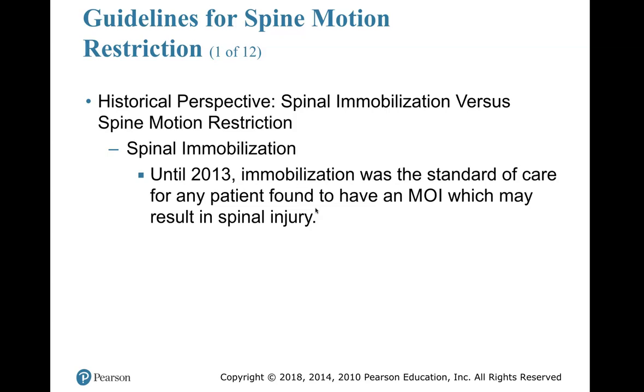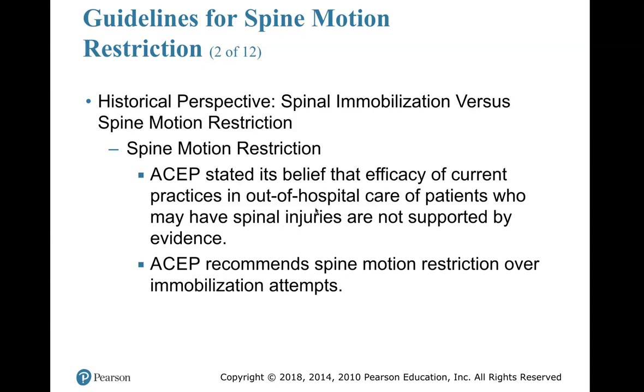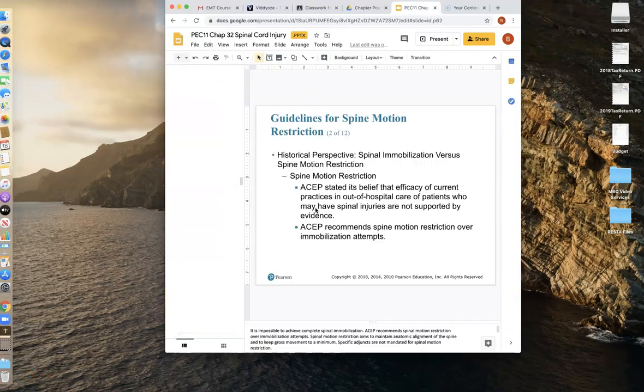Guidelines for spine motion restriction. The historical perspective: spinal immobilization versus spine motion restriction. Until 2013, immobilization was the standard of care for any patient found to have an MOI which may result in spinal injury. ACEP stated its belief that the efficacy of current practices in out-of-hospital care of patients who may have spinal injuries is not supported by evidence.